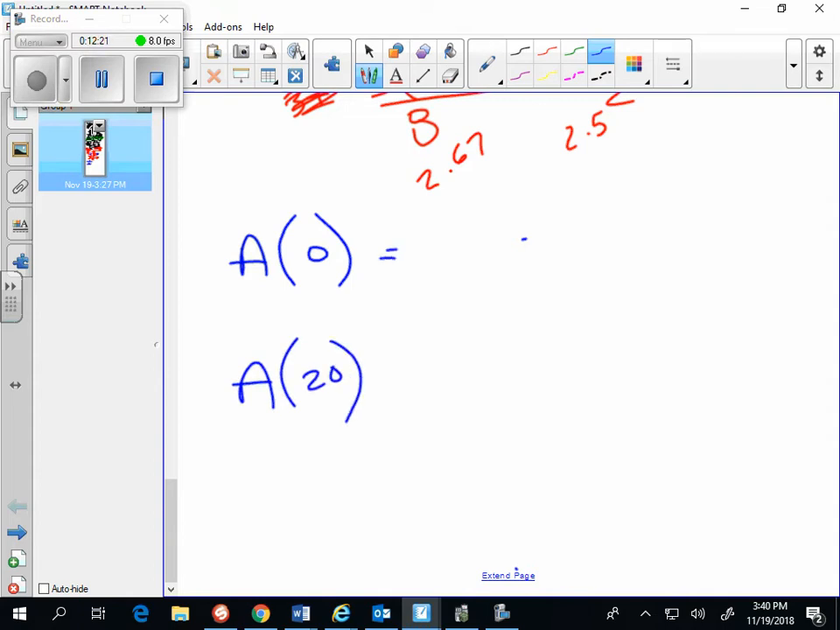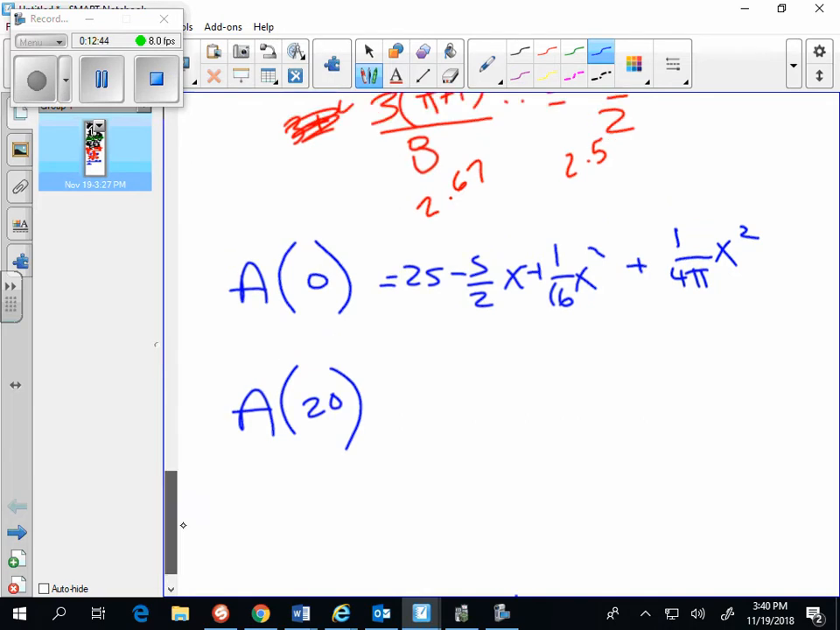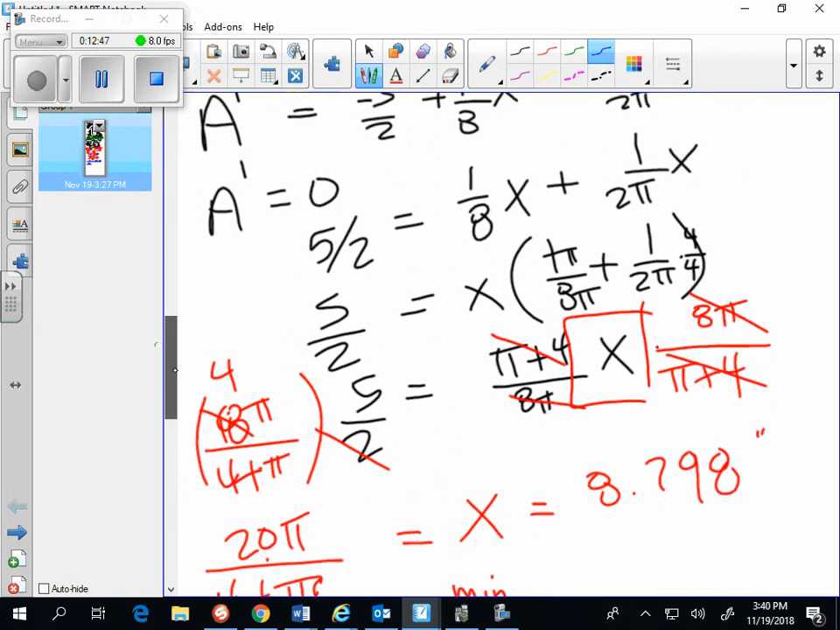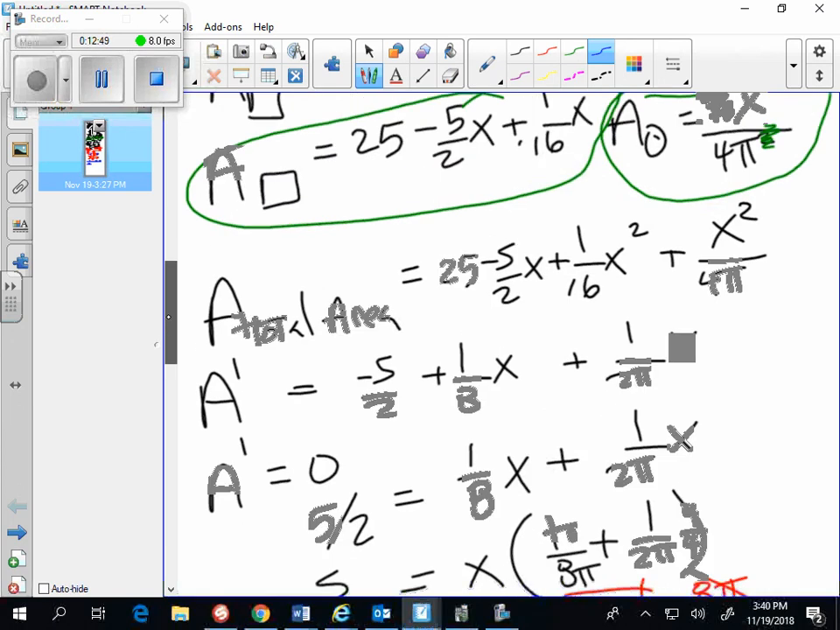Okay, what was my area function? Well, my area function, you may recall, was 25 minus 5 halves x plus 1/16 x squared plus 1 over 4 pi x squared. Was it 1 over 4 pi x squared? I'm sorry, I want to go back and check that. Hold on. Area. Yes, 1 over 4 pi x squared. There it is.